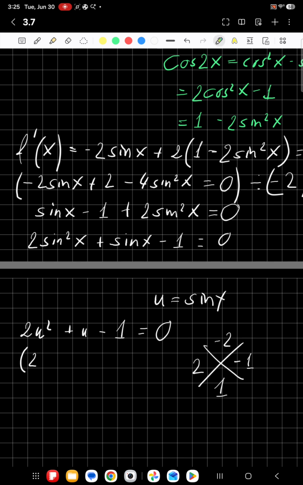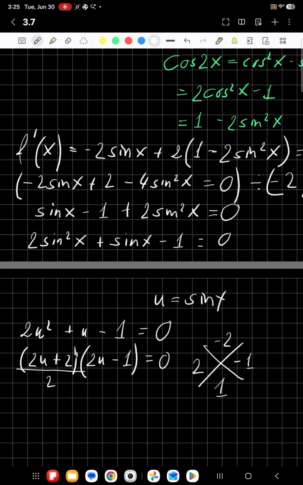I also include that 2, right? That's how I do it. So 2u plus 2, and that's my first factor. In the second, I also include that 2, and then 2u, and then minus 1. Okay, so we need to tweak it a little bit, so divide this by 2.